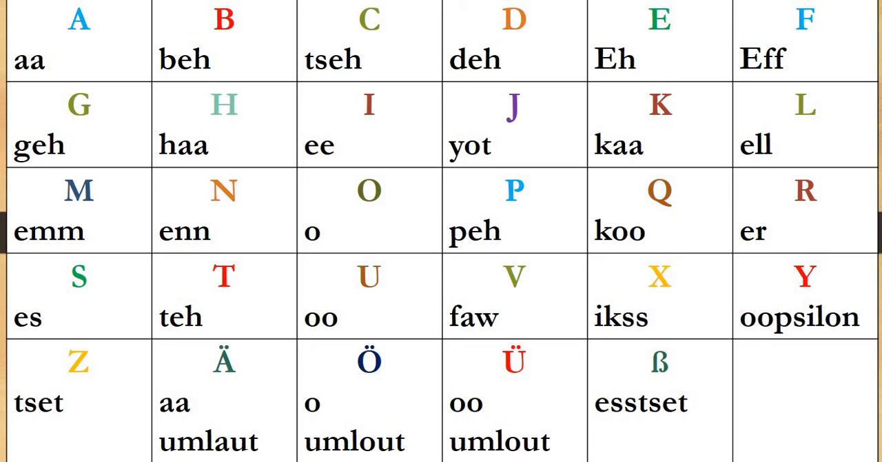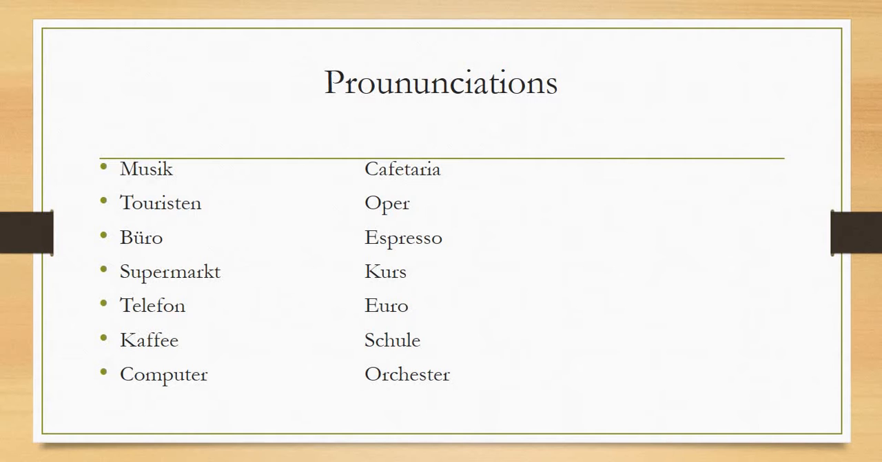You must have noticed the spelling, the pronunciations are a little different. And as per these pronunciations, all the words are spelled. Let's see the pronunciations of these words again. Musik. Why? Because U in English is actually U in German. Musik. Touristen. Büro. U umlaut is E and U sound. Büro. Supermarkt. A. M-A-R-K-T. That A will not be marked.